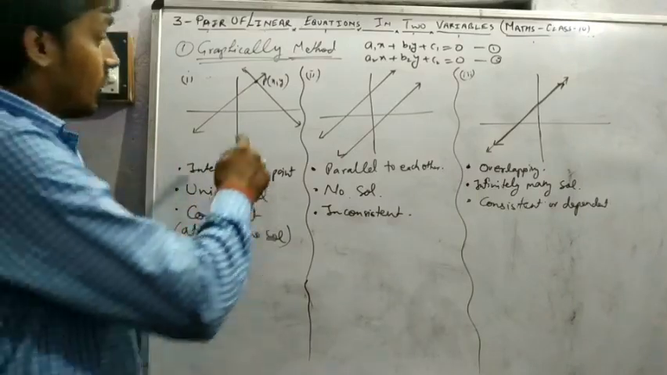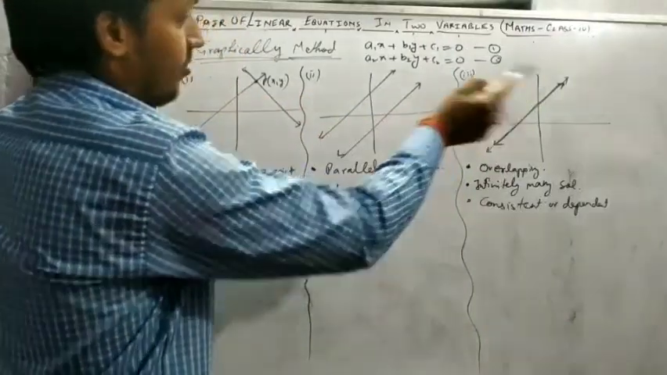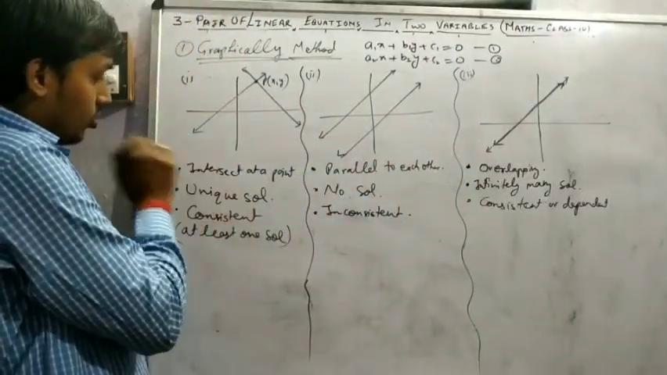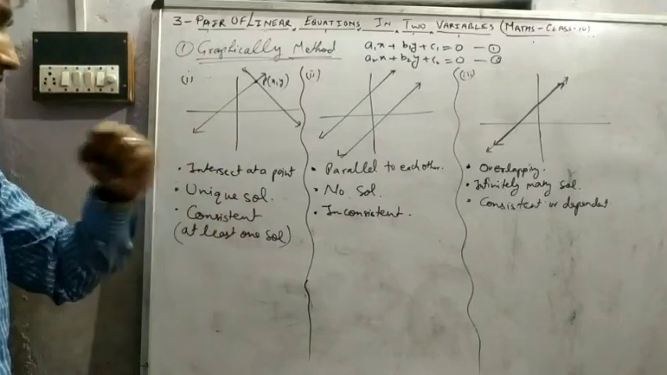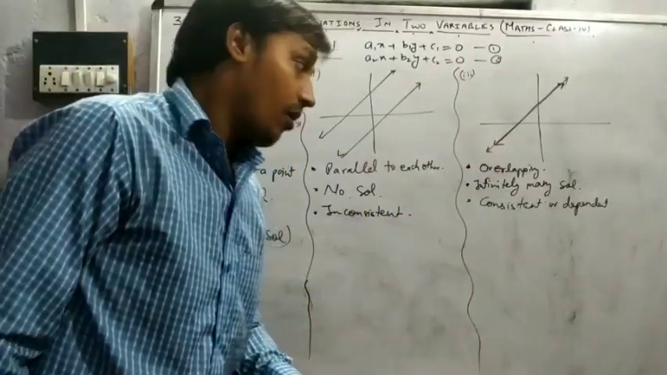So these are what you find when you draw the graph. So you decide unique, no solution, infinite. Types of graph: intersecting, parallel, overlapping.